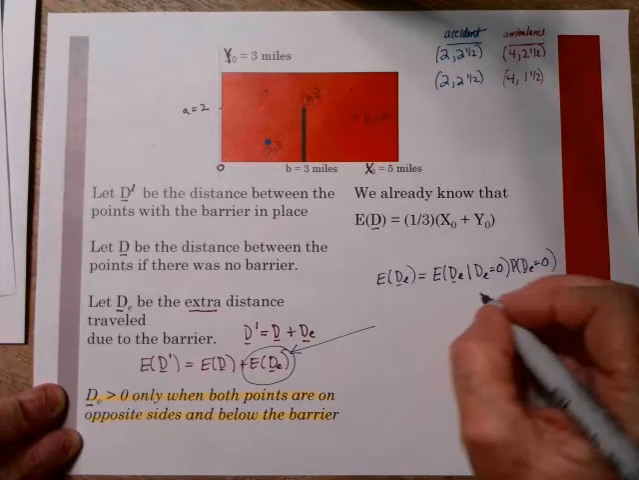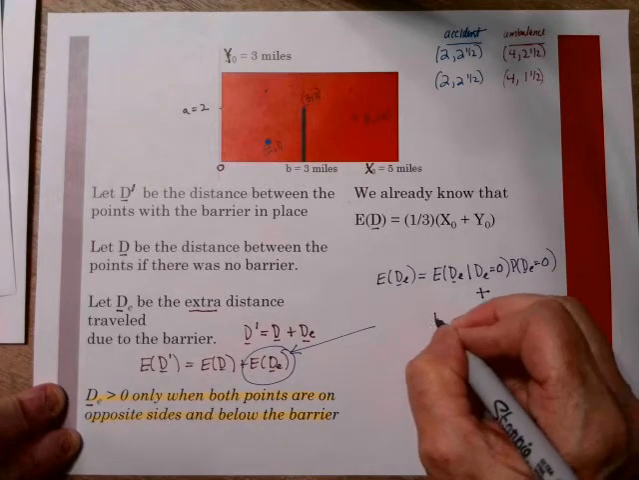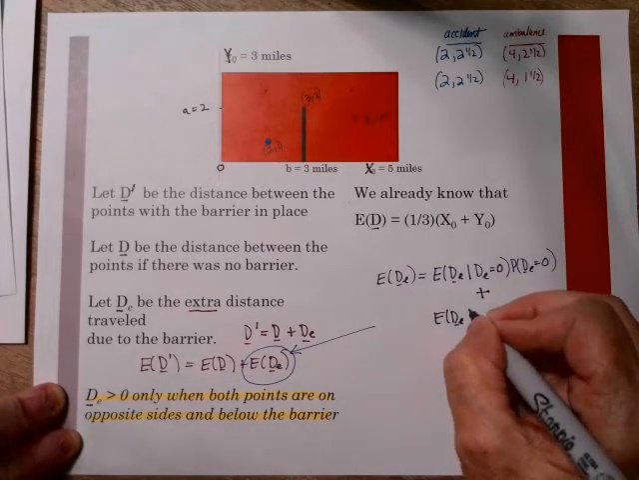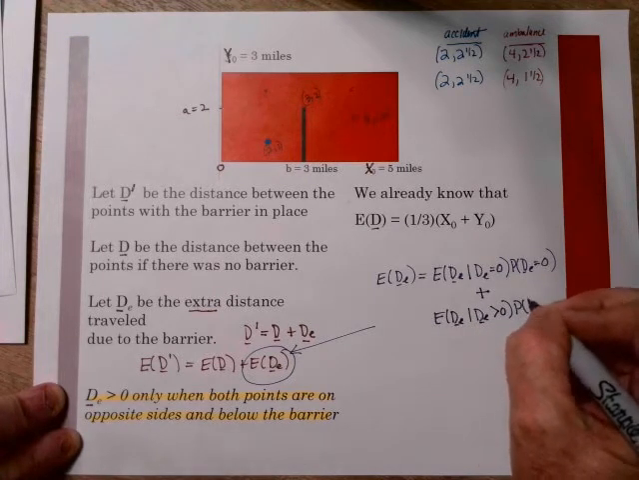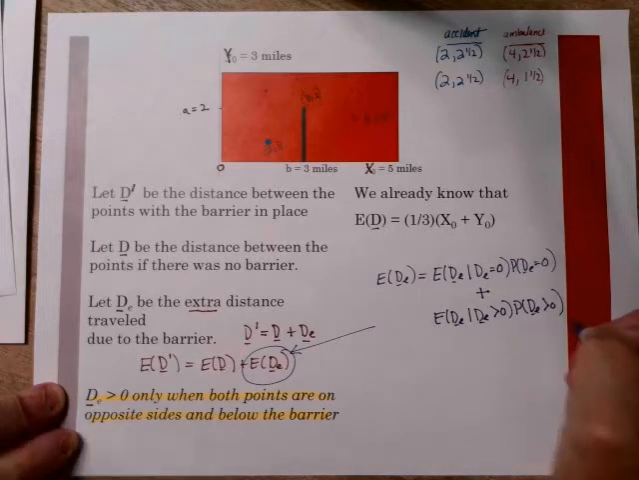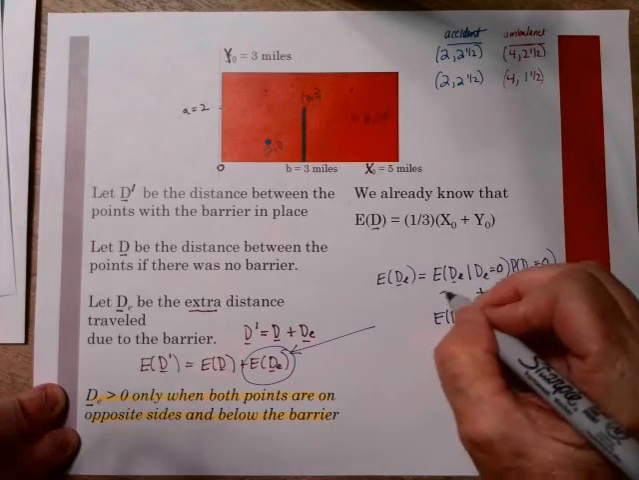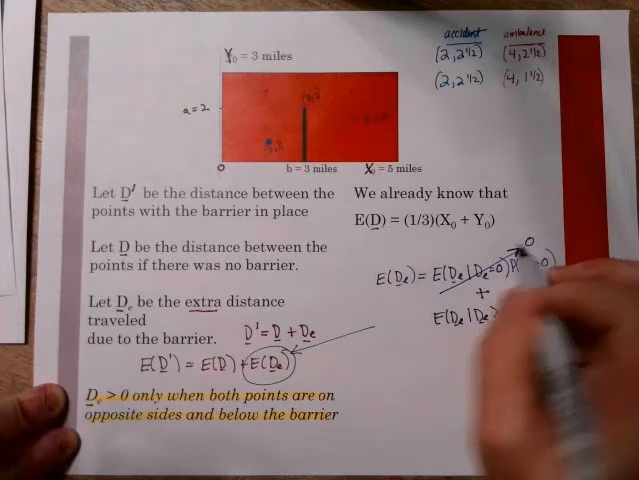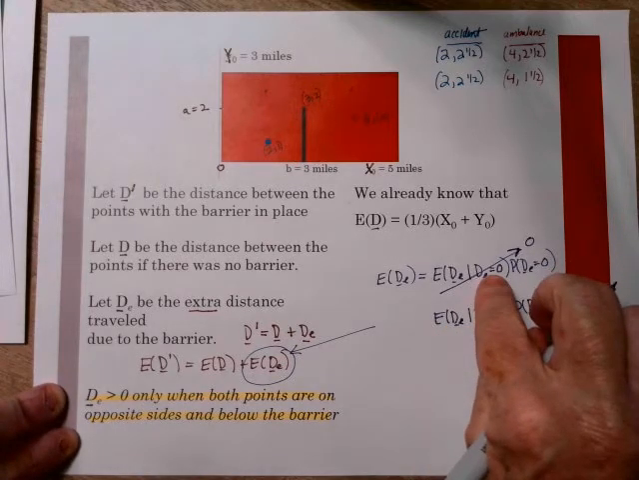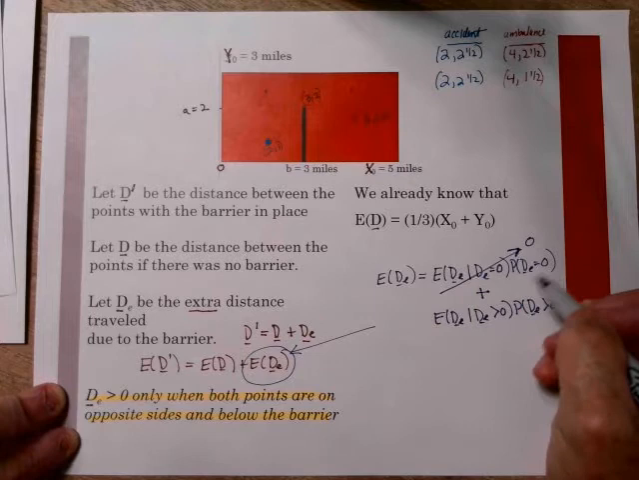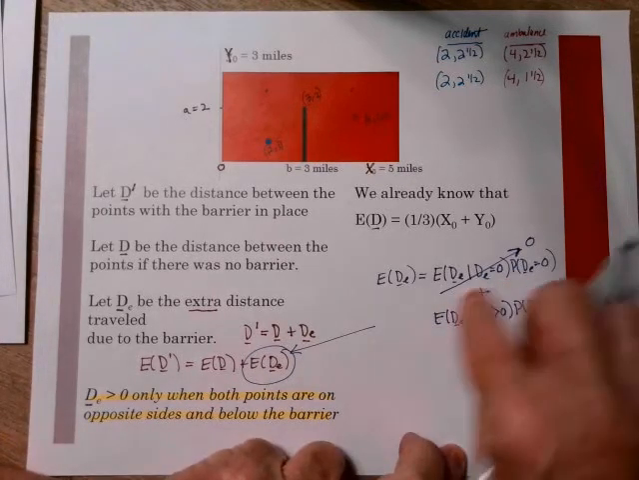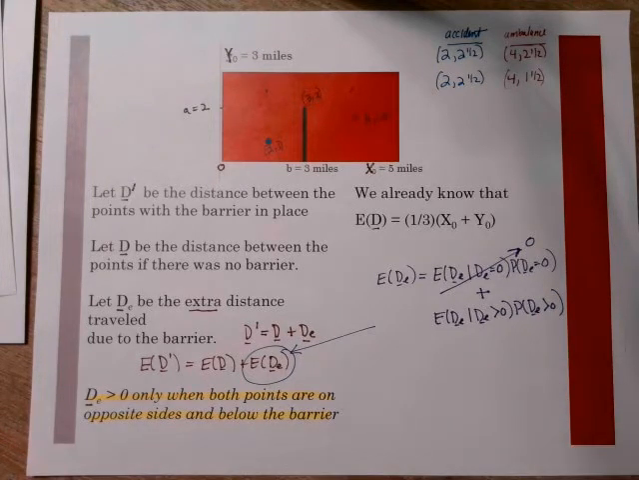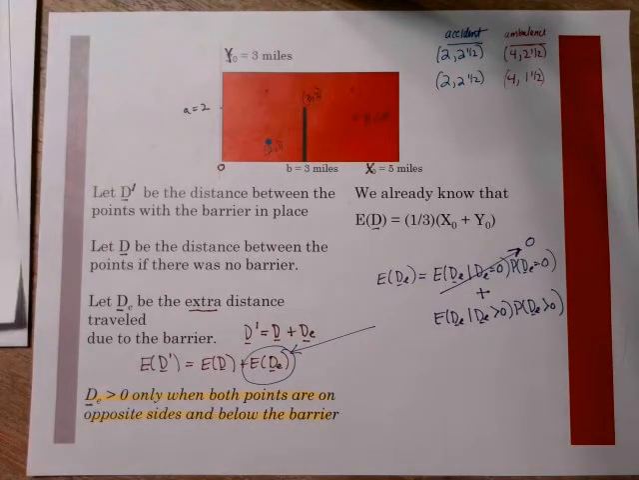And that term's going to go to 0, but we also have the expected extra distance given that my extra distance is bigger than 0, times the probability that my extra distance is bigger than 0. This seems kind of crazy, but this whole first term is going to be 0. If my extra distance is already equal to 0, then it doesn't matter what the probability is. So my expected extra distance is actually going to have to be this conditional term right here.